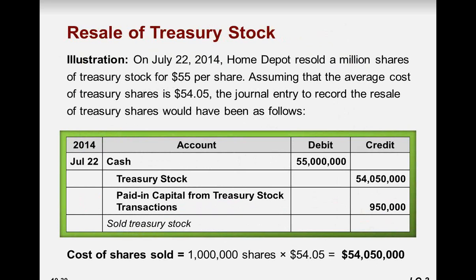Here's an example of reselling Treasury stock for $55 when we originally paid $54.05 for it. In this case, we will credit our paid-in capital from Treasury stock transactions because we sold the stock for more than what we paid for it when we repurchased it.